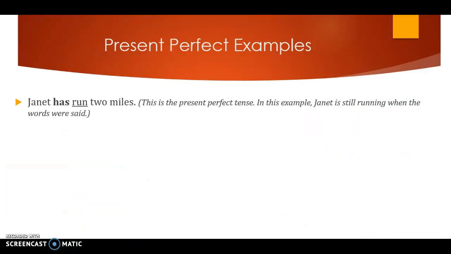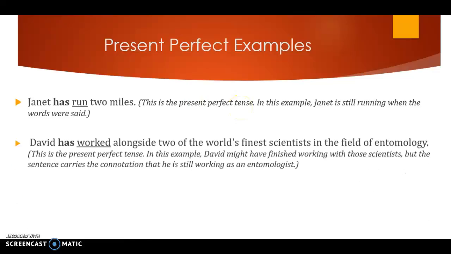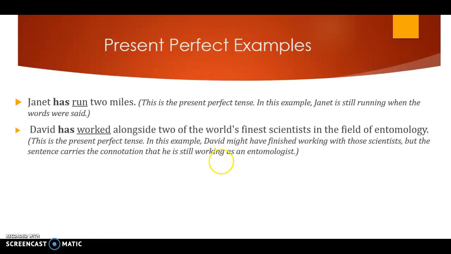Now we're going to look at some examples in action. So this sentence says, Janet has run 2 miles. So you can see the form of has plus the past participle of run. This is the present perfect tense. In this example, Janet is still running when the words were spoken. Another example, David has worked alongside 2 of the world's finest scientists in the field of entomology. This is, again, present perfect, because in this example, David might have finished working with those scientists, but the sentence carries the connotation that he is still working as an entomologist.